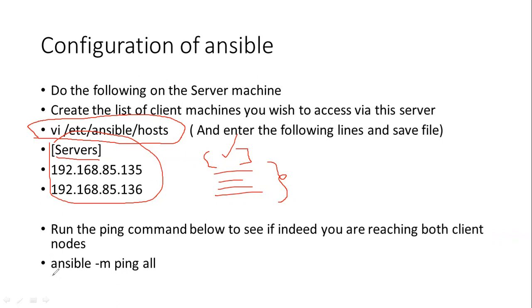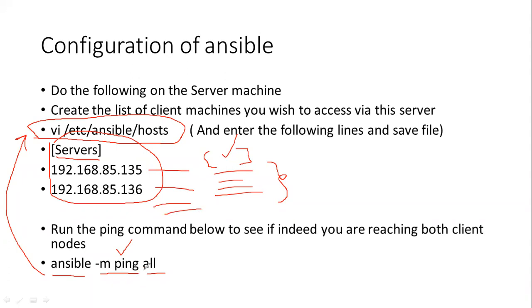For example, in this case, with Ansible, the module name is ping here. This is not your Linux command. This is actually an Ansible module name, so it is prefixed with -m all. What it will do is refer to this inventory, and then check whether we have connectivity with all these nodes or not.